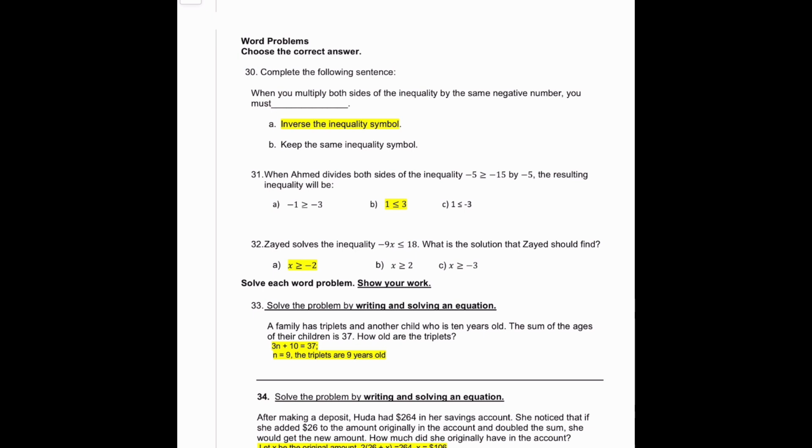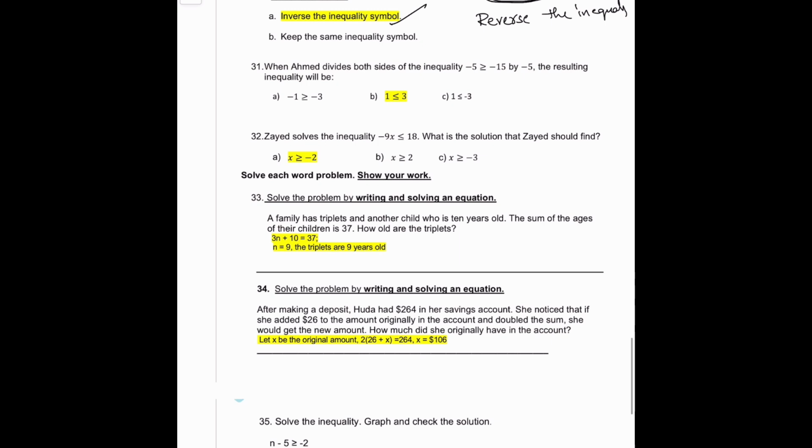When you multiply both sides of the inequality by the same negative number, which is very important again, by the same negative number, what is the rule you have to follow? You must reverse the inequality, which is inverse the inequality symbol.